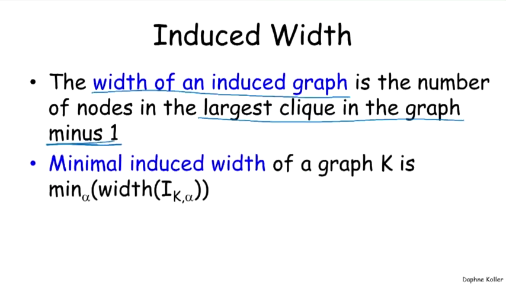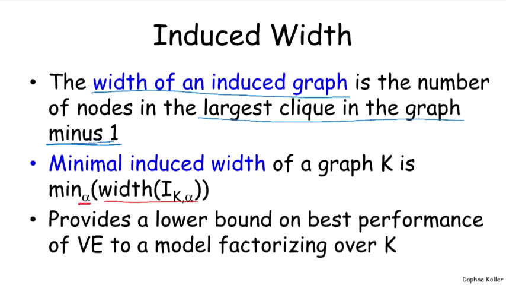The minimal induced width of the graph is the minimum over all possible elimination orderings alpha of the width of the induced graph. So this is the best achievable complexity that one can aspire to with any elimination ordering. You can think of the minimal induced width of the graph as a lower bound on the best performance of variable elimination for any model that factorizes over the graph K.